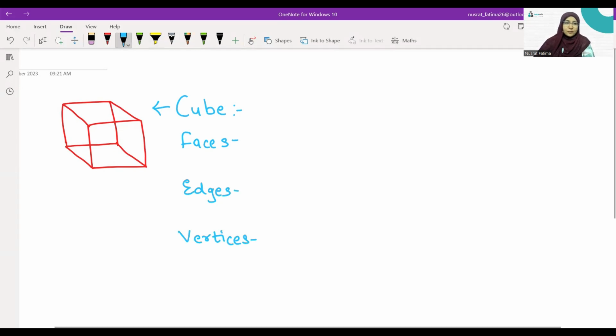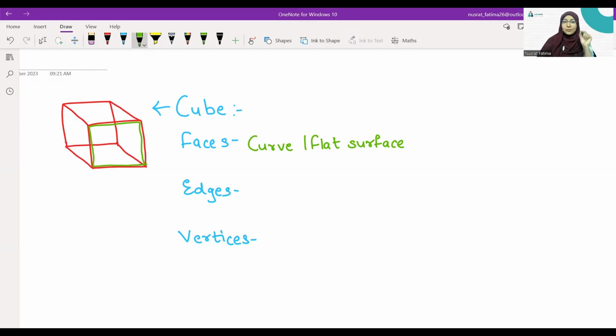Have you heard them before? If not, let's quickly understand what are faces. A face of any solid is the curved or flat surface. In this cube, you see this, I'm marking it with green. This square shape is one of the faces of the cube. So face is nothing but a curve or flat surface of any solid.